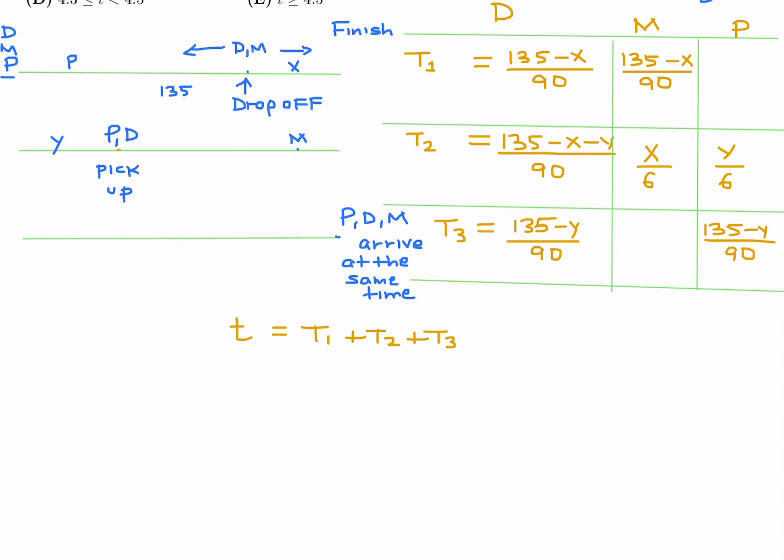So remember, they all arrive at the same time. So that means this is equivalent to this plus this. Okay? That's very important to this question. So (135 - x - y) plus (135 - y), these are both over 90, is equivalent to x/6. Those times are the same.